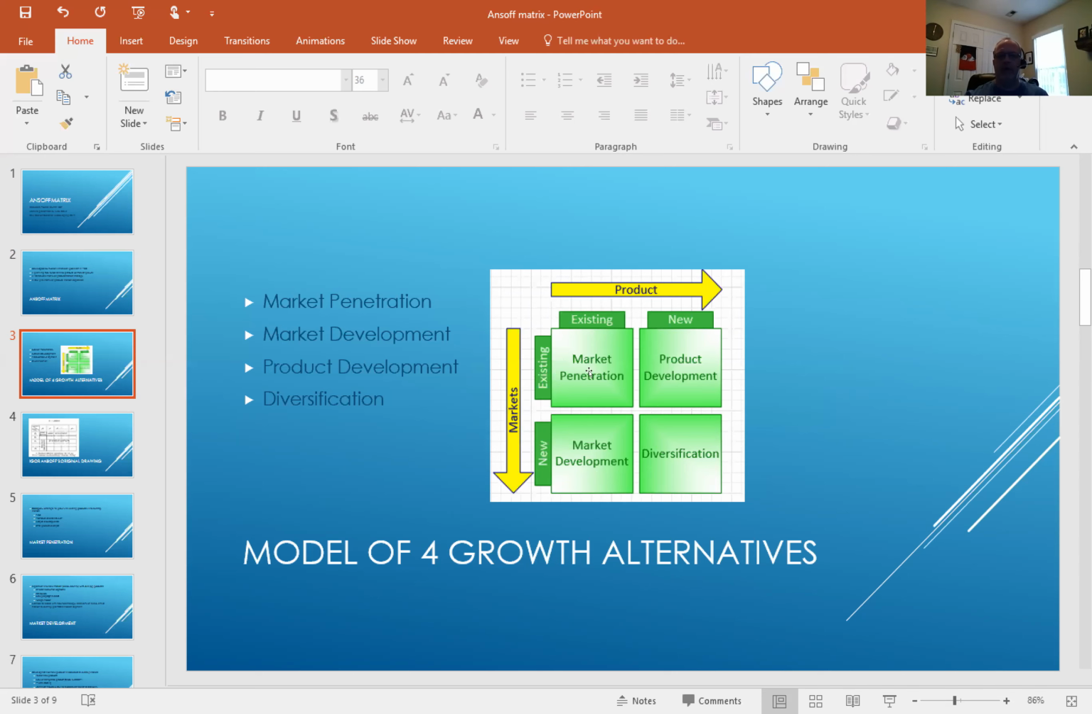But just real quickly, again, market penetration is looking at using existing product in an existing market. Market development is using existing products in a new market. Product development is using new products in an existing market. And then diversification is using both new market and new products to enter that new market.